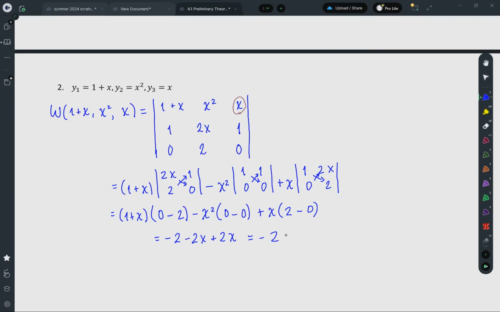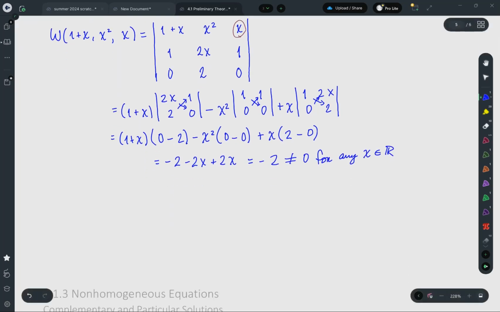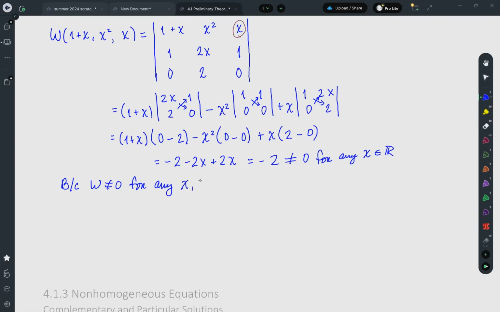And minus 2 does not equal 0 for any x in the real number system. Minus 2 is just minus 2. So we're safe there. And because w is not equal to 0 for any x, the solutions are linearly independent.